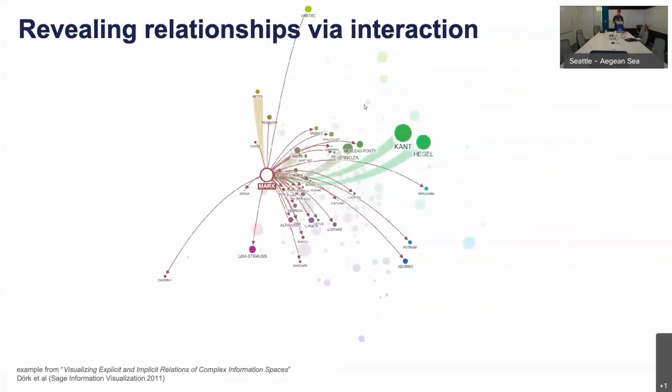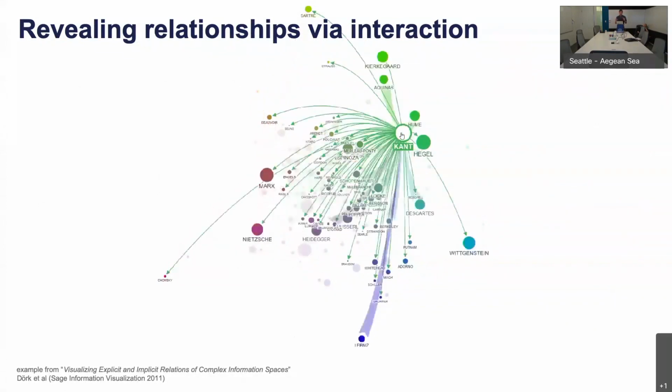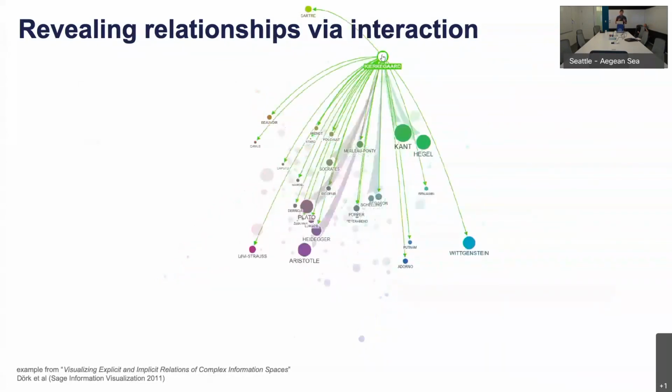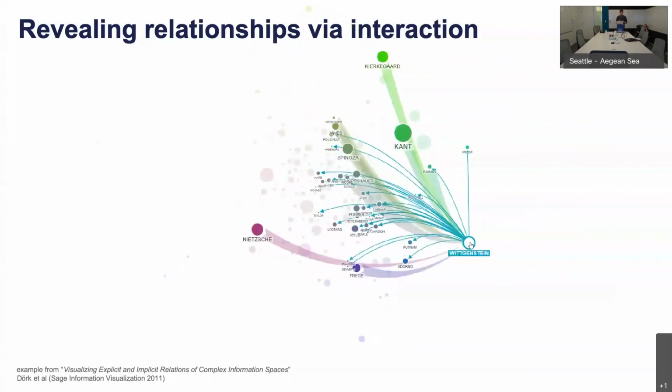Were you to show all of these connections all at once, of course you'd get a hairball, but you'd also have a hard time distinguishing who influenced who, especially in cases where philosophers were contemporaries and they may have influenced each other during the course of their lives.